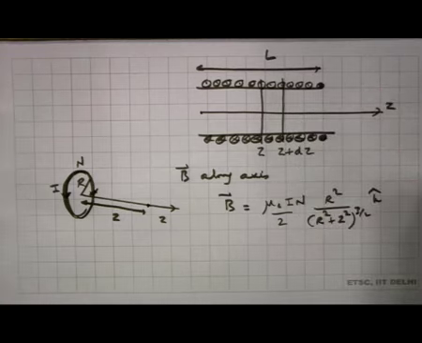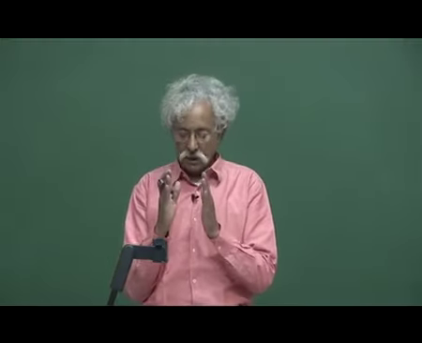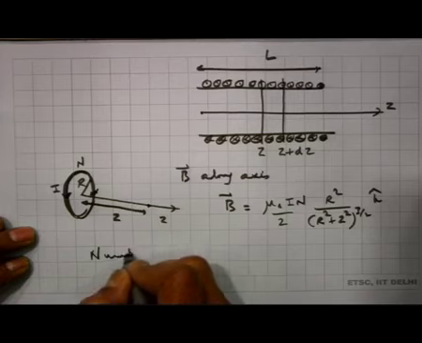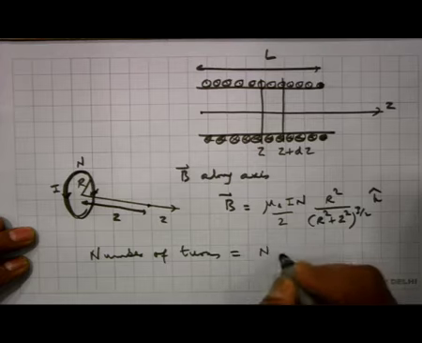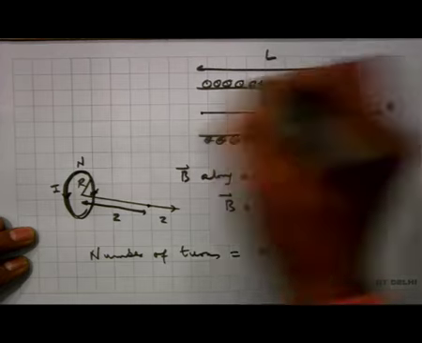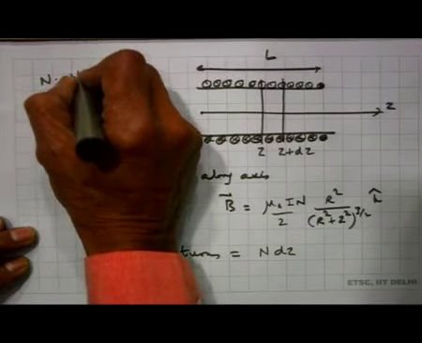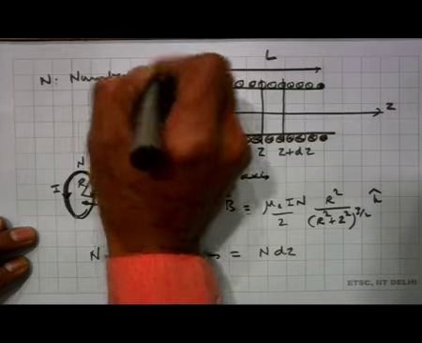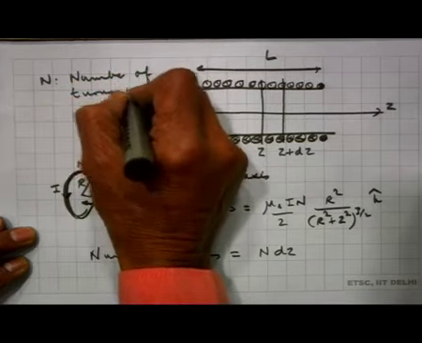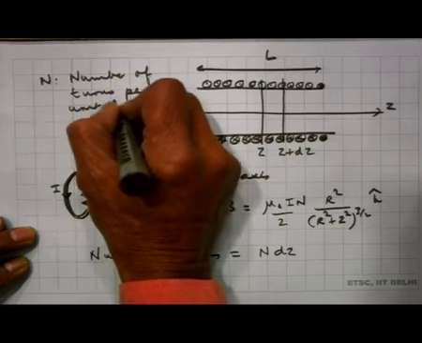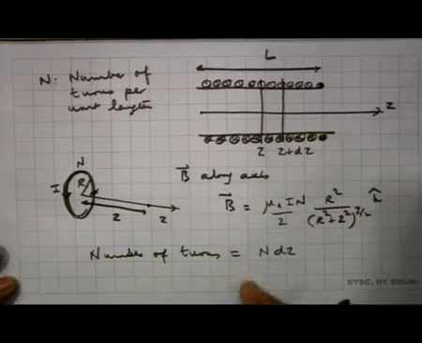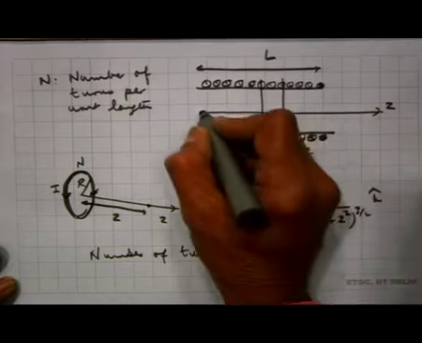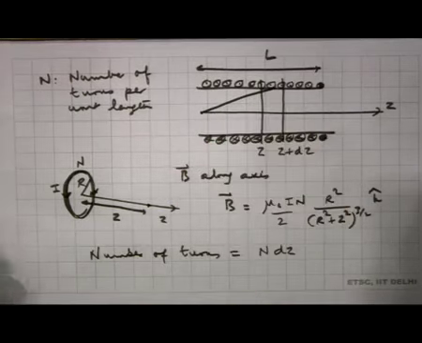I consider an infinitesimal length of the solenoid lying between z and z plus dz, and so the number of turns will be the number of turns per unit length times dz. Here n is the number of turns per unit length. So in the length dz, the number of turns will be n times dz, and this distance is z. So, I am calculating the magnetic field at this point.